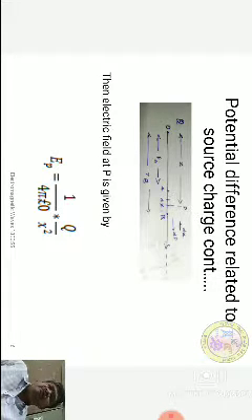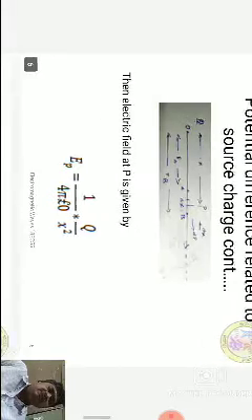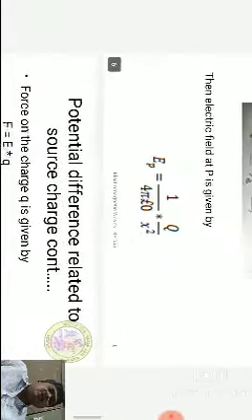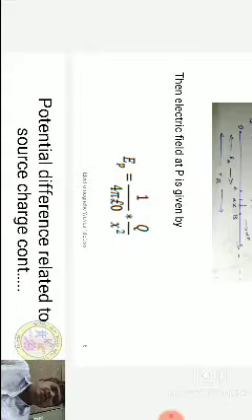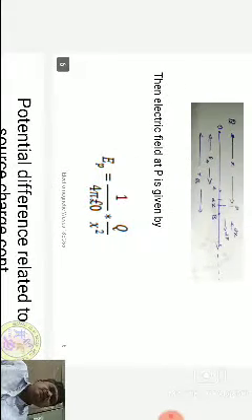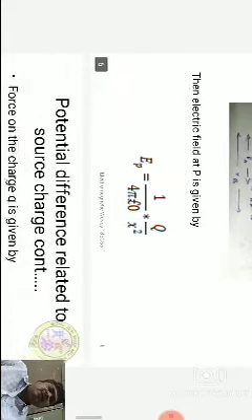Now the electric field at P is given by, we know the formula, we have studied this, E is equal to 1 upon 4 pi epsilon naught into Q by x square. So this is the electric field at point P.